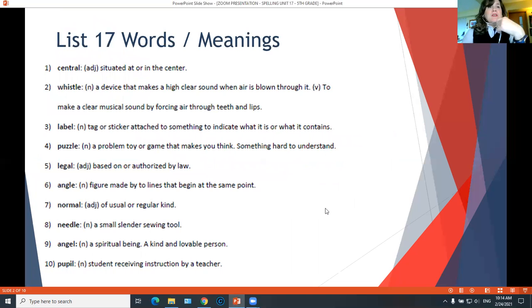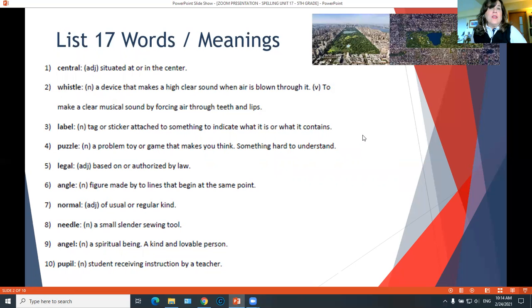The first word we have is central. As you see, when you pronounce it, it sounds "ul" at the end. Central. Okay? Central means situated at or in the center. Here we have an aerial view of the city of New York, and what is in the middle is called Central Park. And it's called that because if you see this other view, you will realize that it's just in the center of the city, okay? It's located at the center. That is why it's called Central.